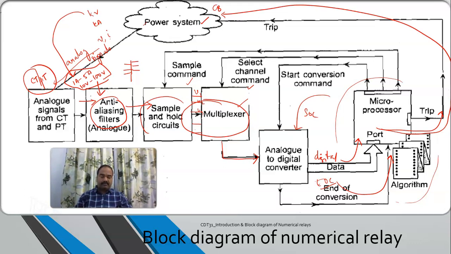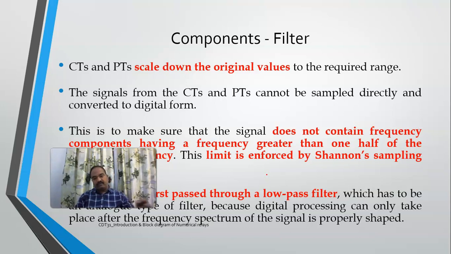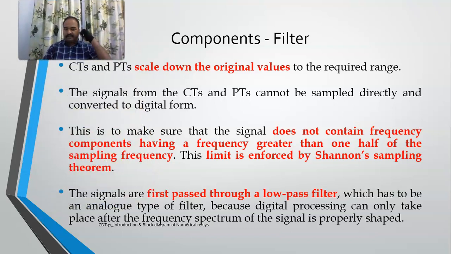So apart from the microprocessor, what are the important components here? CTs and PTs, anti-aliasing filters, sample and hold circuits, multiplexers, ADC, isn't it? These are the important physical components of your numerical relay. So let's have a quick look at the different components. The first one is the CTs and PTs and the filters, right?